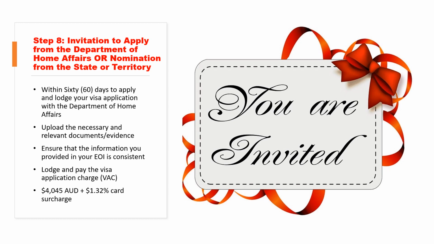You will be invited directly by the Department of Home Affairs if you're eligible for 189, which is the Skilled Independent Visa. But if you are eligible for 190, which is the State Nominated Visa, or 491, then you will receive a nomination from the state. Usually from the date of invitation, you have to apply within 60 days to lodge your visa application with the Department of Home Affairs.